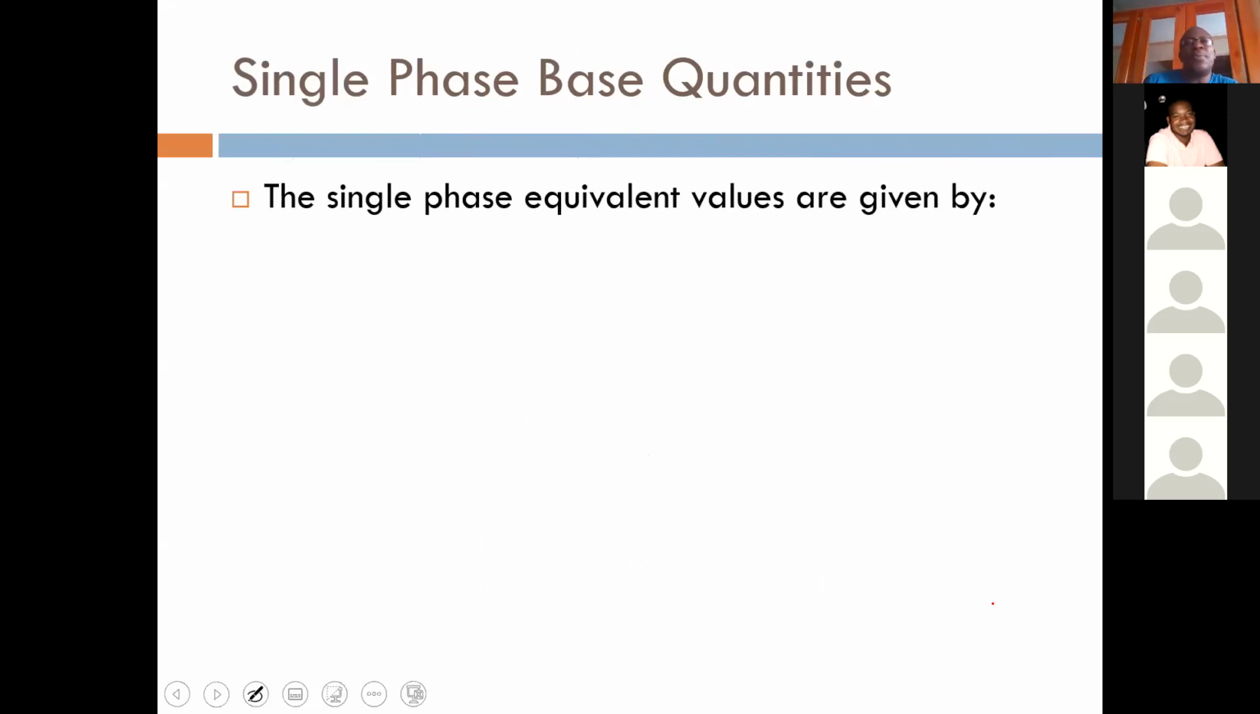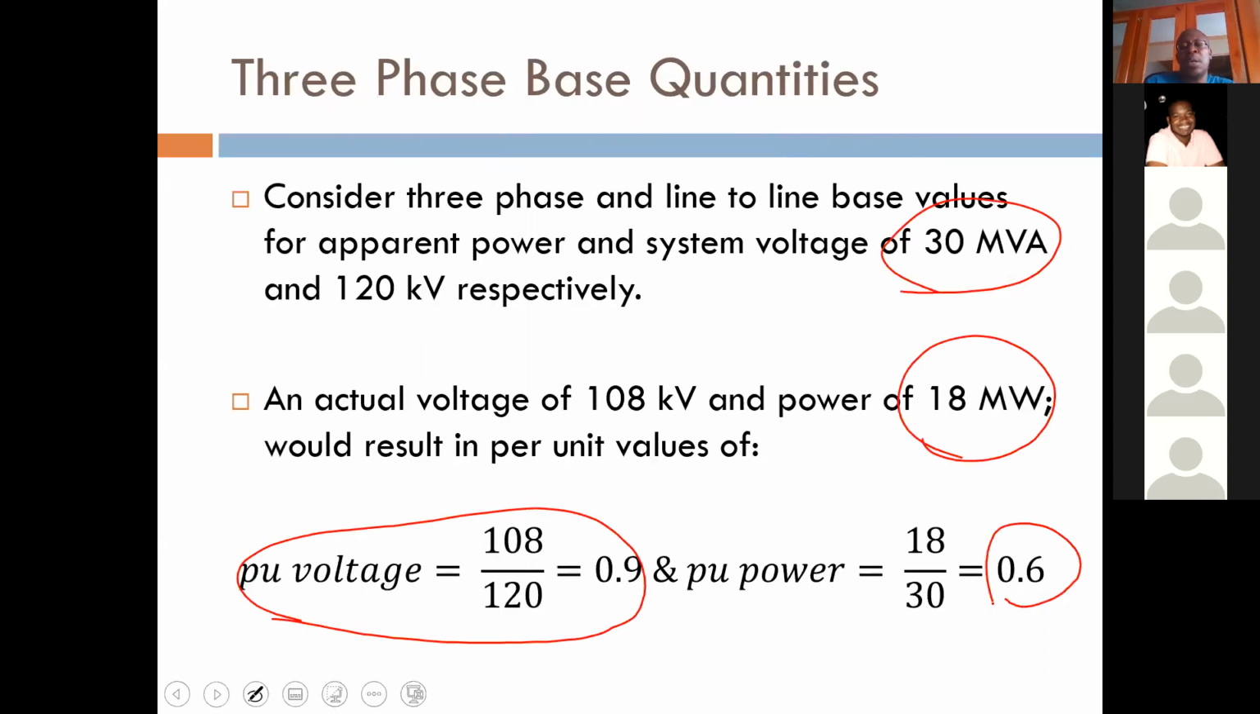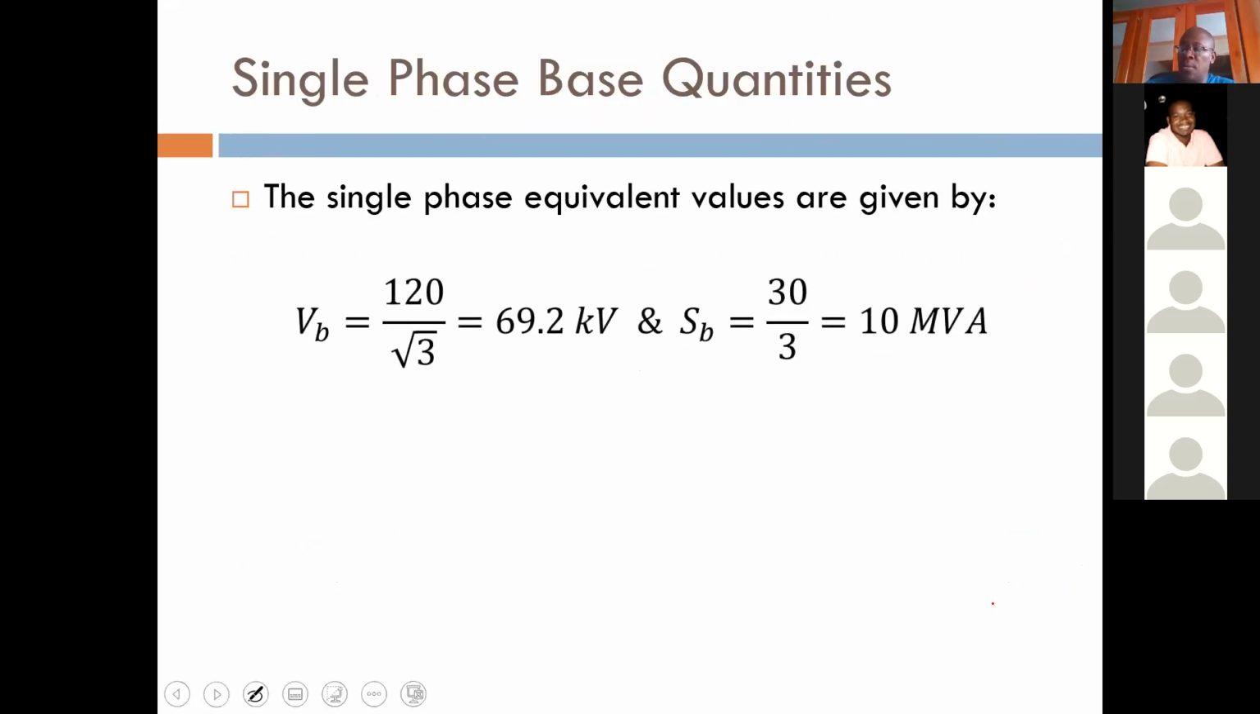Now, if we were to look at it from a single phase perspective, we know that for a power of 18 megawatts, the single phase would be 18 over 3. And of course, for the 108 kilovolts, the single phase would be 108 over root 3. Yes? So we have those values.